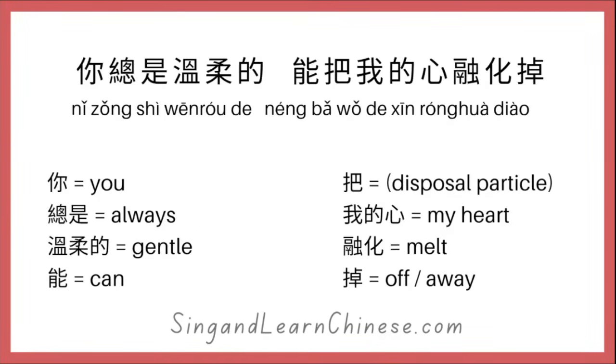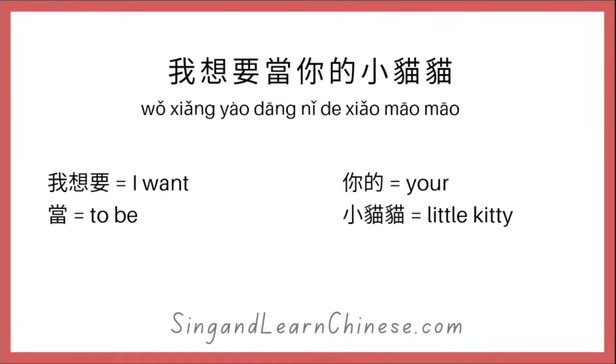And then we have 你总是温柔的. You always, 总是 is always, 温柔 is warmly, or 温柔的 warmly, gently. 能把我的心融化掉. 能 is able to. 把我的 take my, 心 is heart, and 融化掉 is to melt it away. Right? 我想要当你的小猫猫. 我想要 I want to, 当你的 be your, 小猫猫 little kitty.